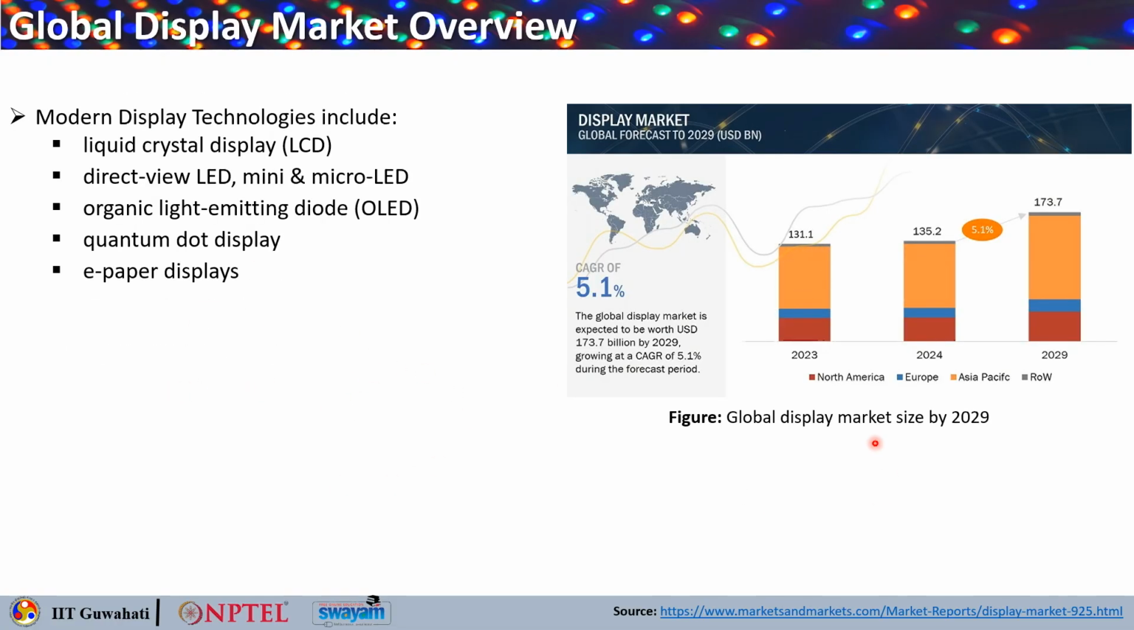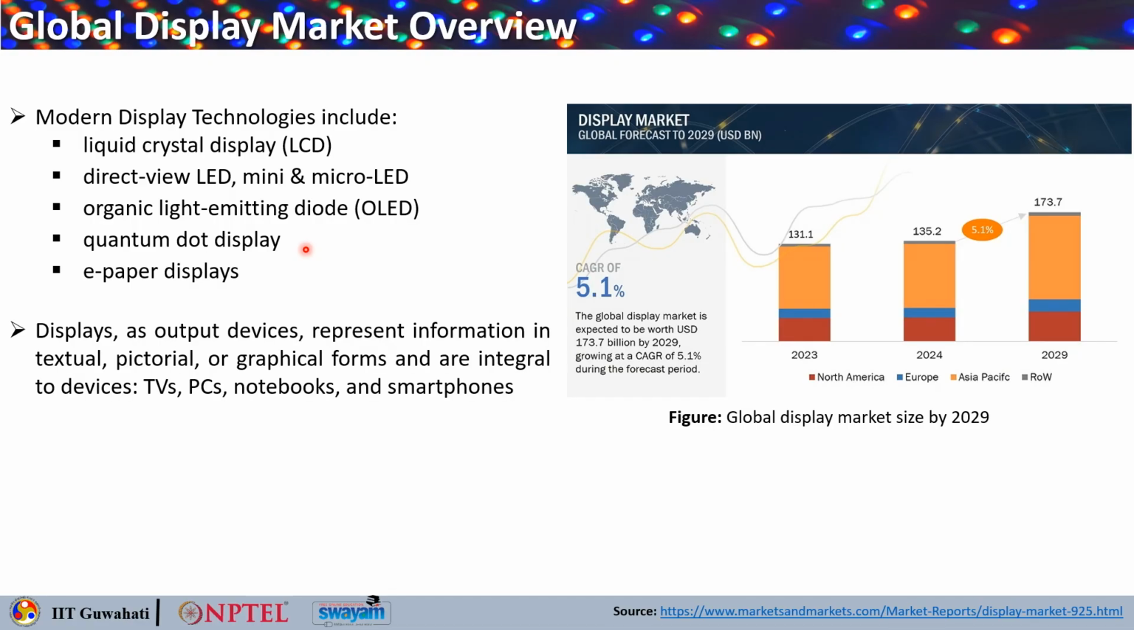So we've seen briefly in the last lecture that for the global display market, there's a forecast that this market will grow at a rate of 5.1% and will be a $173 billion market by 2029. And the technologies that will be dominating will be LCD and LEDs, the mini and the micro LEDs, and the other ones, OLED and quantum dot display, e-paper display, they will also see a lot more improvements.